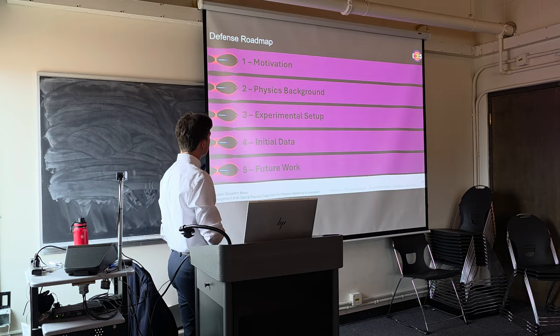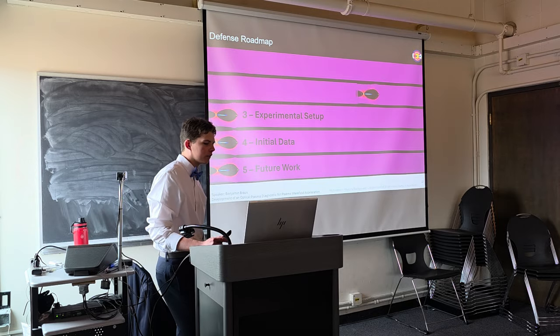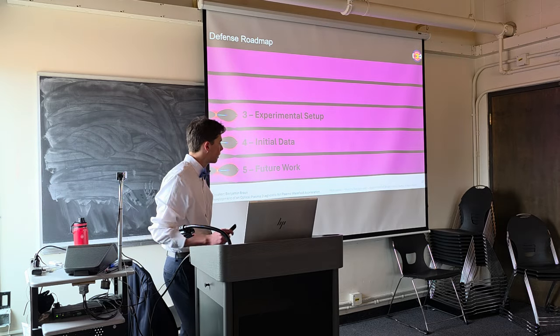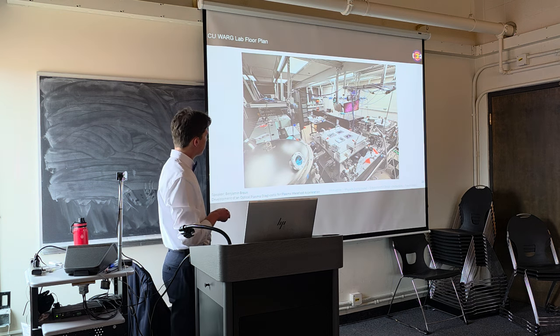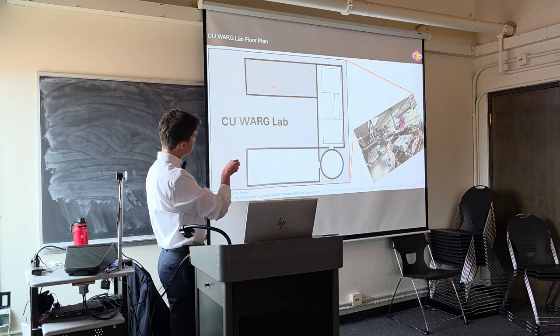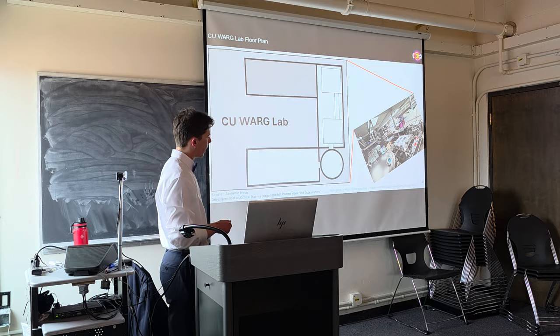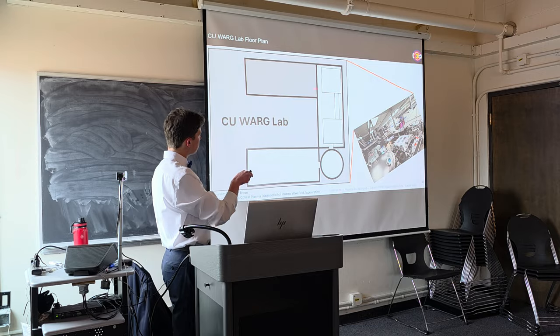All right, so we talked about the motivation, and we've talked about the physics background as well, sorry. Let's go ahead and take a look at the experimental setup. So this is a picture of our lab. And if we turn that sideways, this is a nice little diagram of our lab. You will notice we have this U shape with 3 tables.